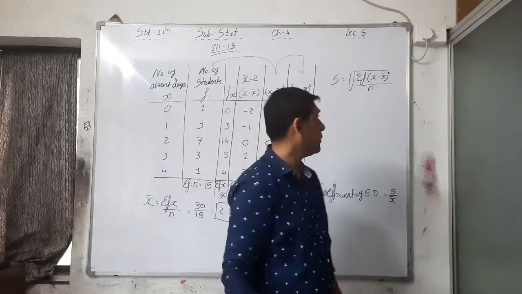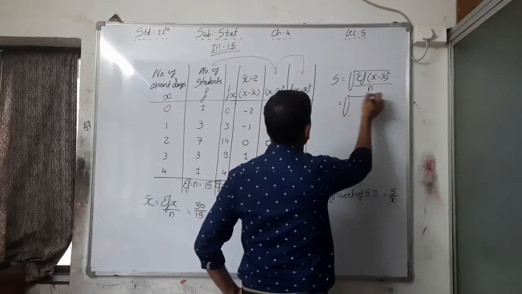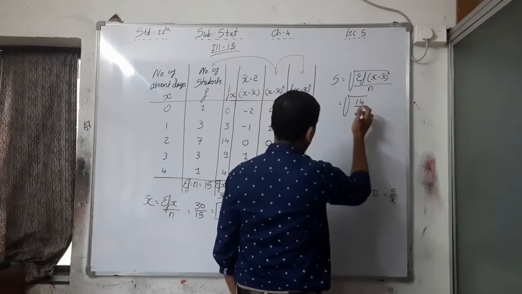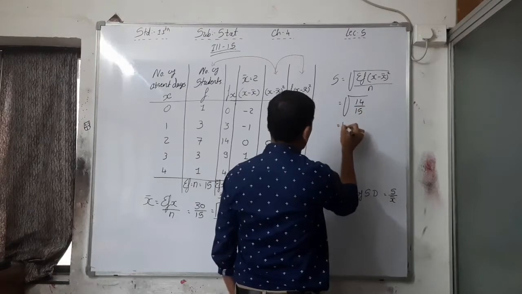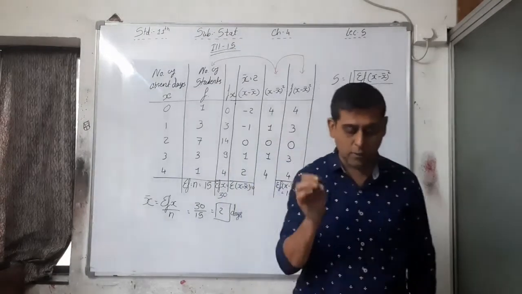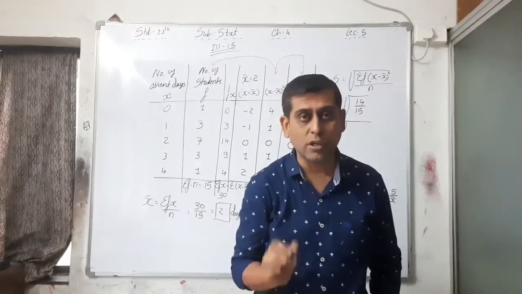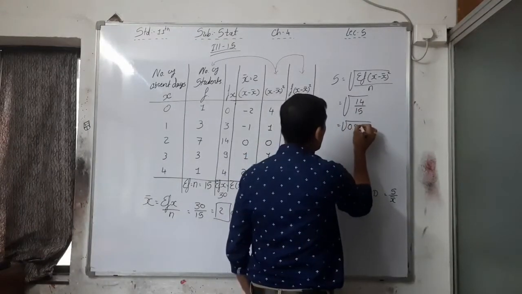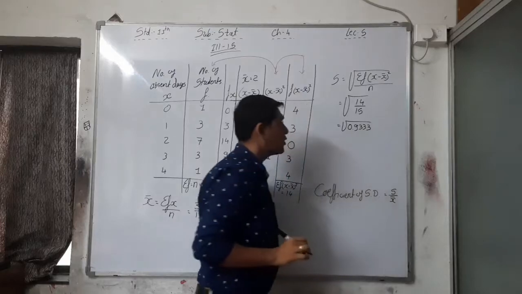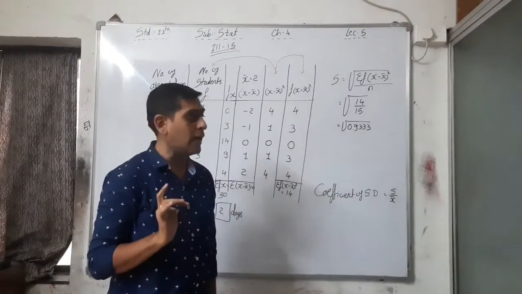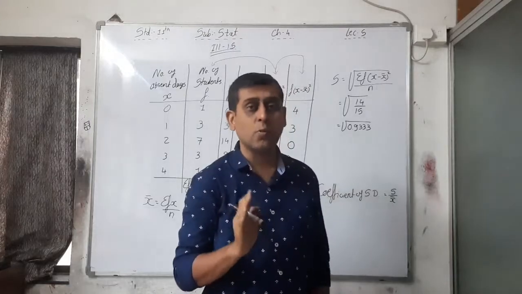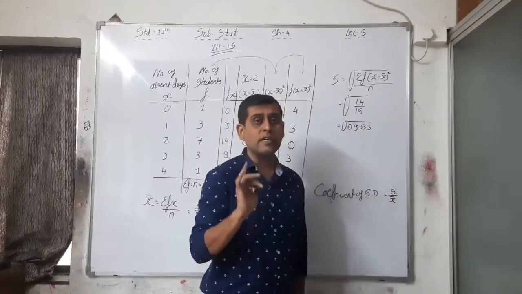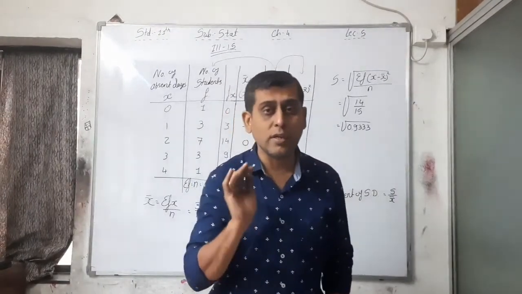What is the formula? See here, square root of sigma f into (x minus x bar) whole square, that is 14 upon n, that is 15. So in square root 14 divided by 15, what is the answer? 0.9333. Okay, so you have to compulsorily write 4 digits after the point. See, in your calculator the answer of 14 divided by 15 is 0.93333333. But you have to compulsorily write 4 digits after the point whenever it is inside the square root.